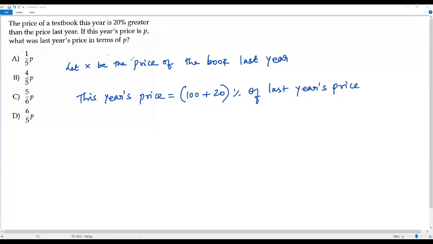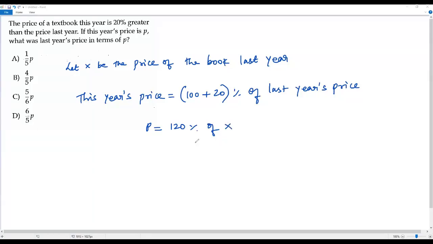So when I read the information carefully, this year's price is equal to 20% greater than the last year's price. Since 20% greater means we have to add 20 to 100 percentage of last year's price, and this year's price is given as P, we can replace this phrase by P, and 100 plus 20 is going to be 120 percentage of last year's price. We have assumed X as the price of the book last year. So last year's price is X.